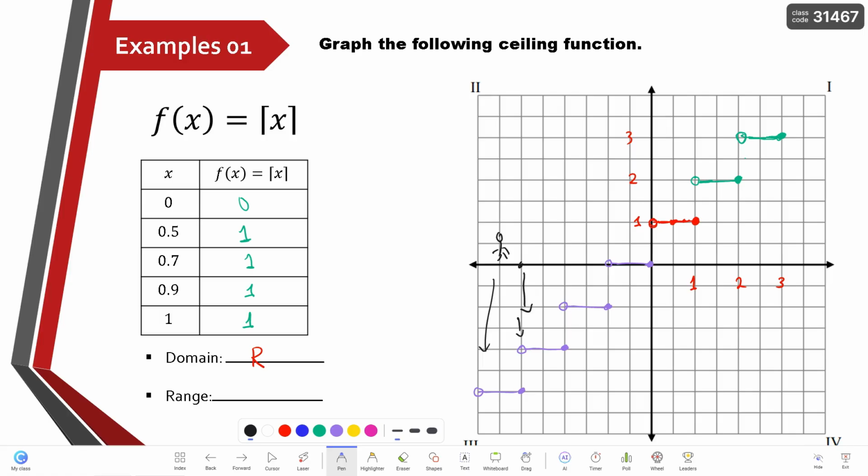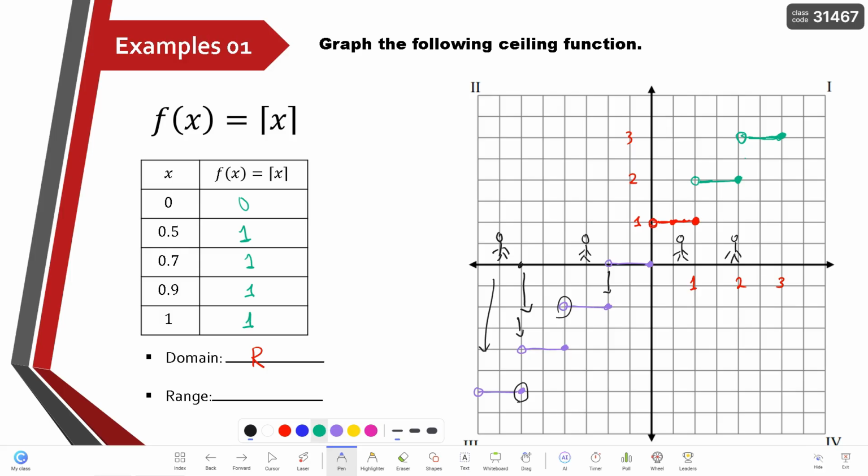in the domain, but this open circle has a closed circle below it, and this open circle has a closed circle below it, and this open circle has a closed circle below it, and you can find that every single open circle has a closed circle below it. Okay, so all the numbers here on the x-axis are allowed to be used in our domain.